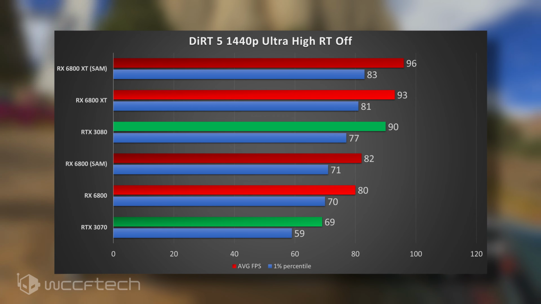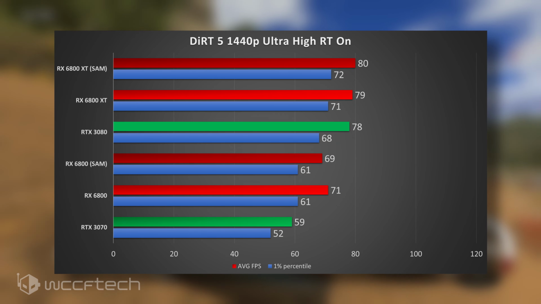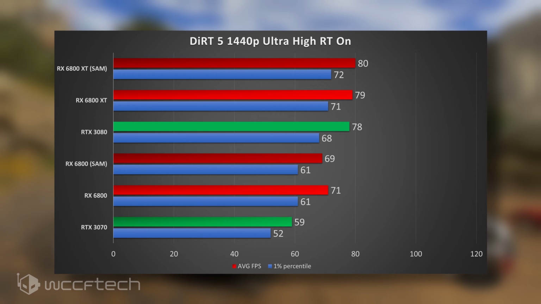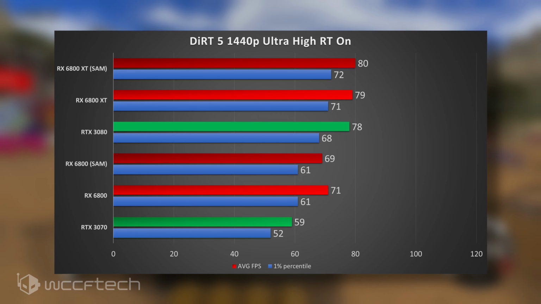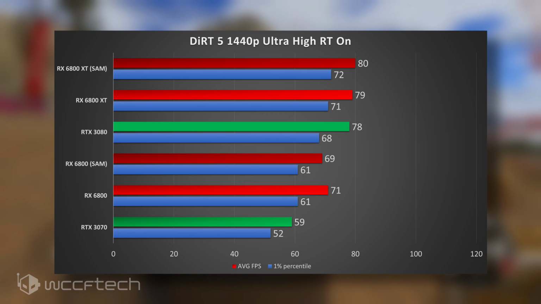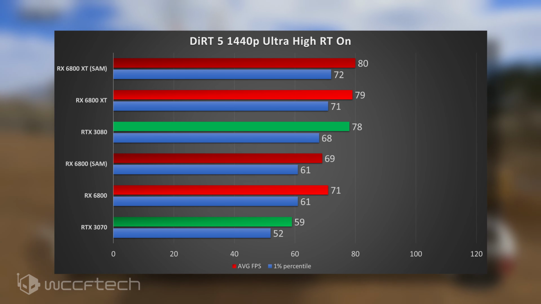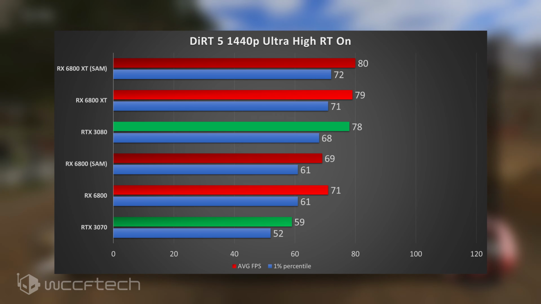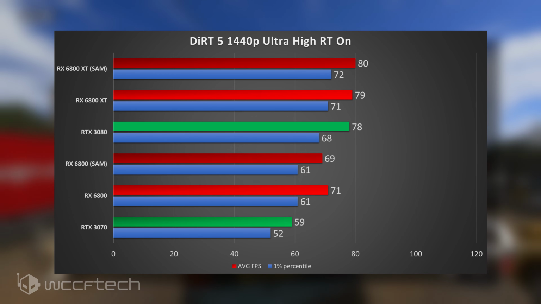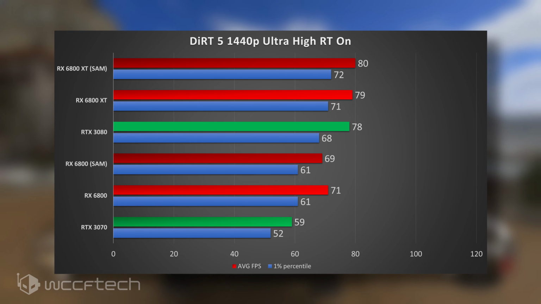Now, turn on ray tracing and we see a hit. Obviously, you're going to see a hit across the board. And it's a pretty decent one. We're looking at about 10 to 12 FPS or upwards to 16 on the smart access memory. But you see here, the performance tiers stay about the same. So nobody's really shifting majorly here.